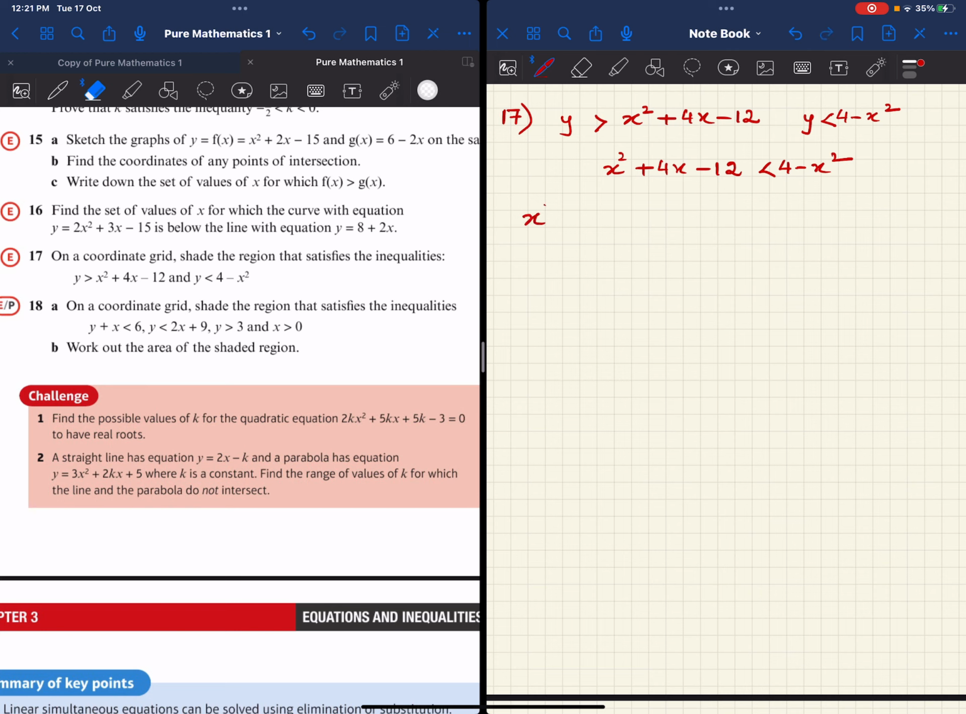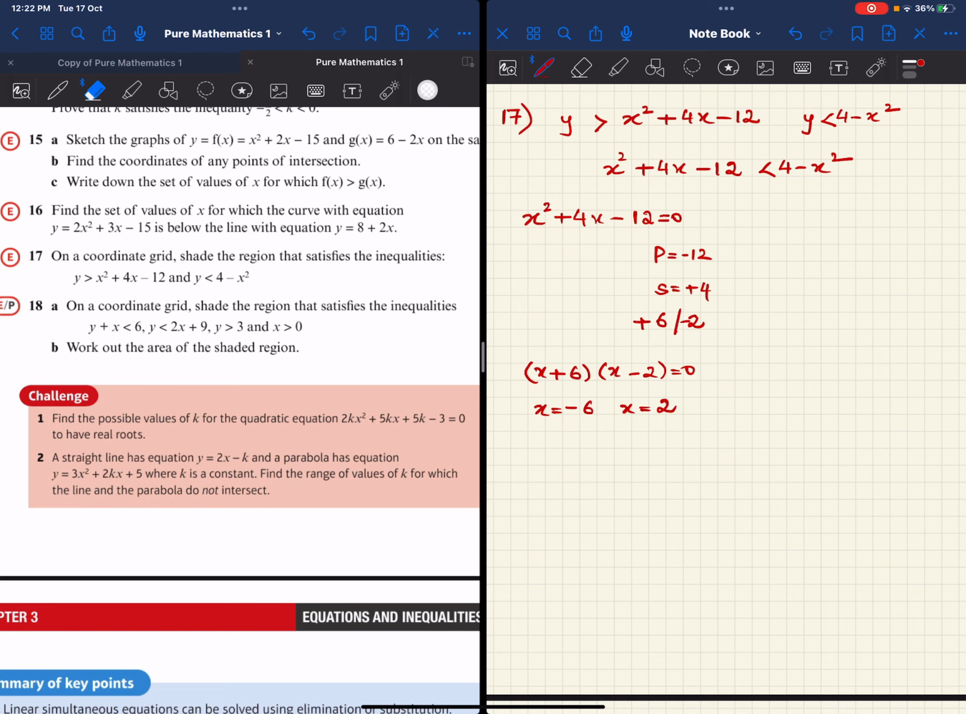To find the critical values where the graph intersects the x-axis, I equate the graph to 0. So my product is equal to negative 12 and the sum is equal to positive 4. The numbers can be positive 6 and minus 2. So I have x plus 6 into x minus 2 is equal to 0. Therefore, x is equal to negative 6 and x is equal to 2.